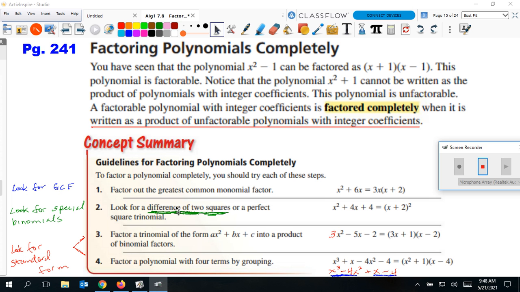Then, second thing is look for a difference of two squares. Is there a binomial? If there's a binomial, look for a difference of two squares. Now, you might have a perfect square trinomial like this is showing right here that can be factored to a binomial squared. That's possible. But you could always deal with trinomials when we come down here. That's really kind of number 3, is you're looking for, okay, if it's a trinomial, see if you can factor it either with the simple method or with the star method.